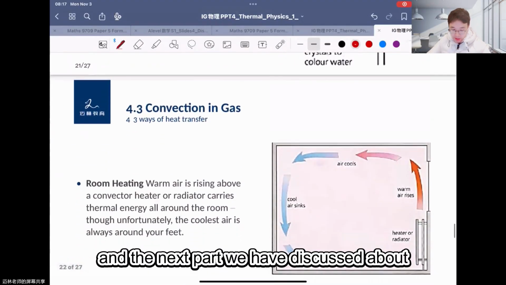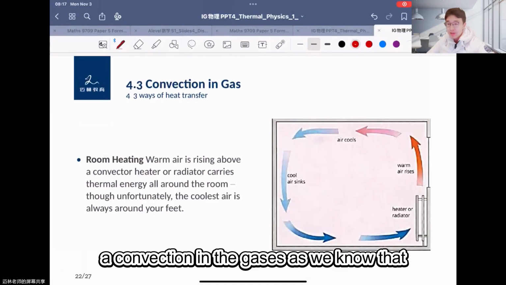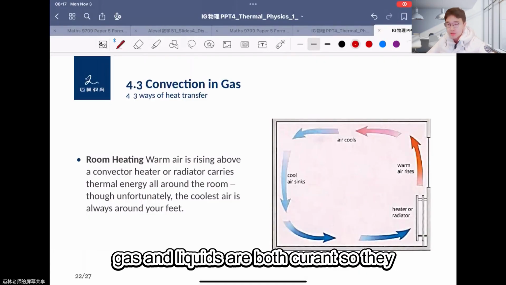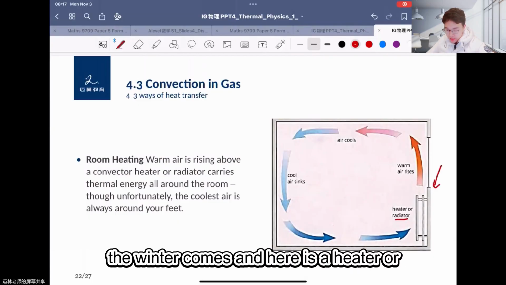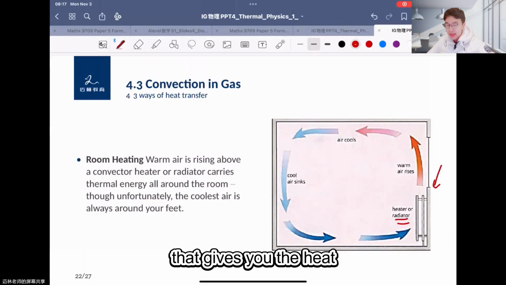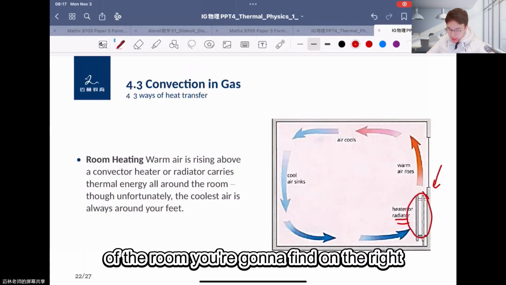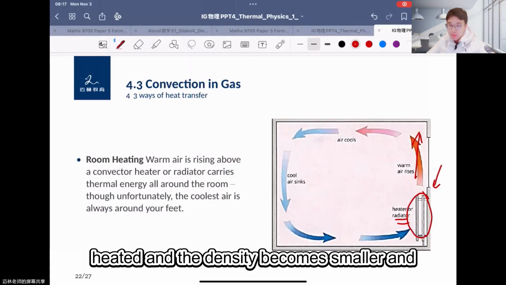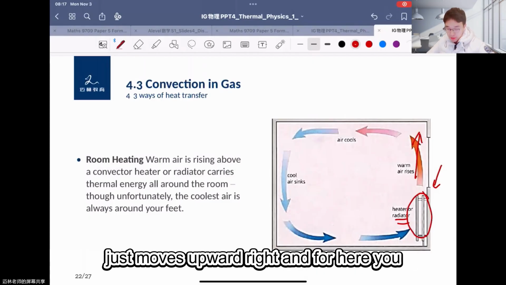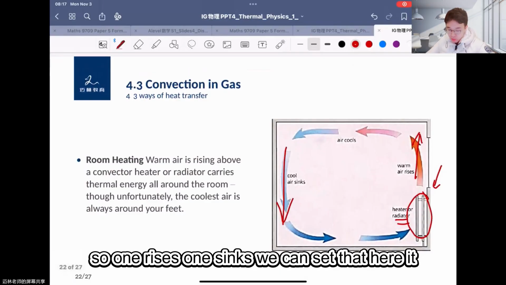Okay. And the next part we have to discuss another example, convection in gases. As we know, gases and liquids are both fluids, so they have very similar properties, okay? Here you can find in the winter, when the winter comes, there is a heater or radiator in the room, right? It can give you heat. Once you place the heater at the bottom of the room, you can find on the right, the gases just move up, right? Because here it is heated and the density becomes smaller and it moves upward, right? And here, you can find the cool air just sinks, right? So one rises, one sinks.